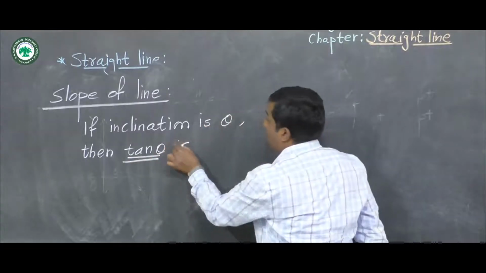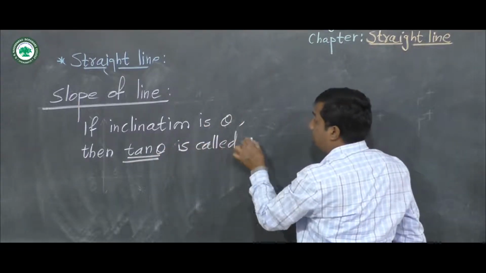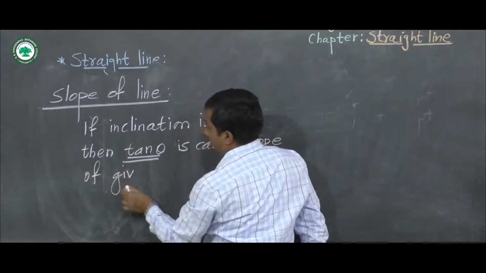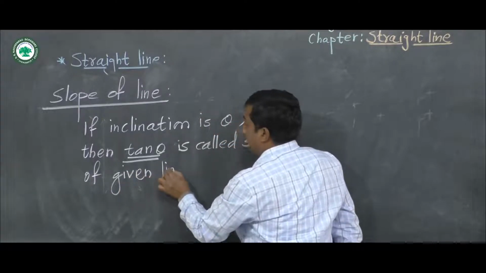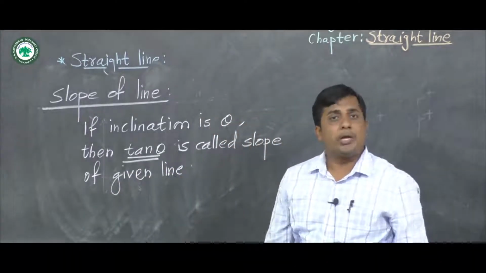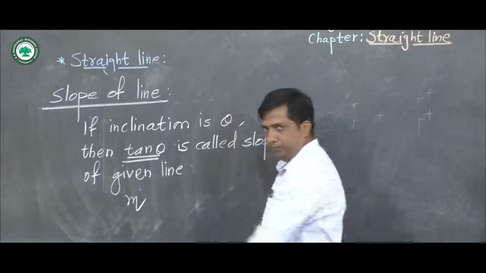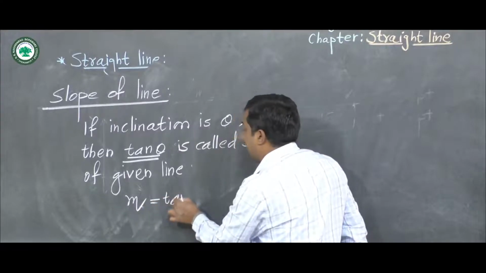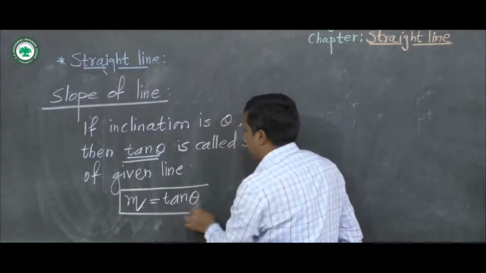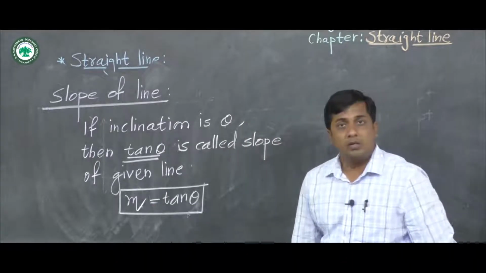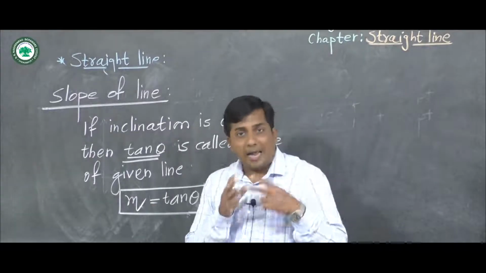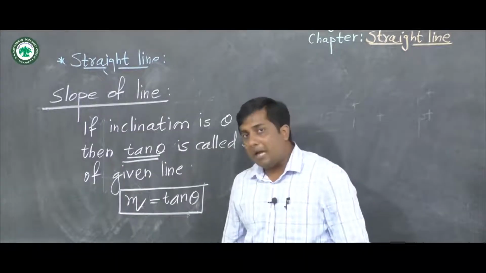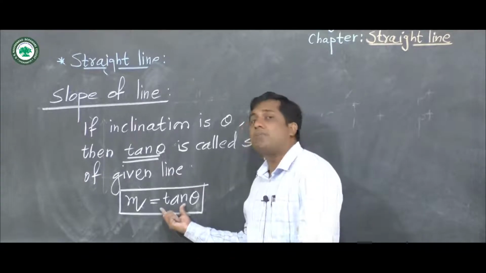This tan theta is called the slope of the given line. Here slope is denoted by a small m. Here small m is for slope, and m is equal to tan theta. Okay, so remember this part. If one angle is given, that is, the inclination is given, then we find the slope of the given line by using this formula.